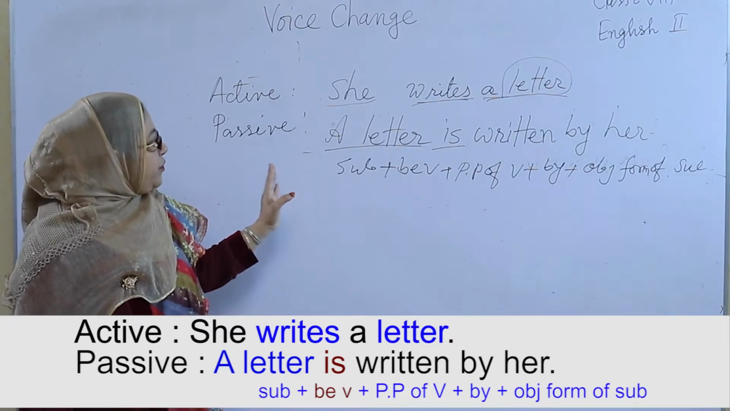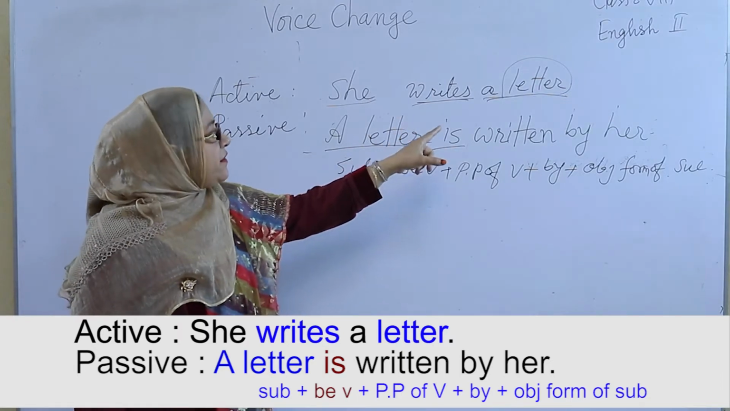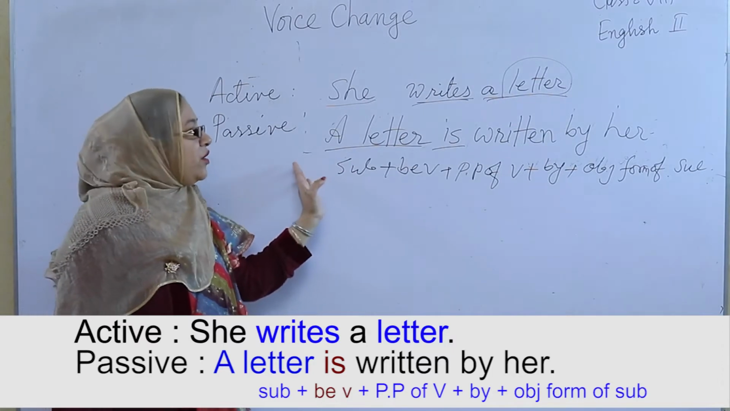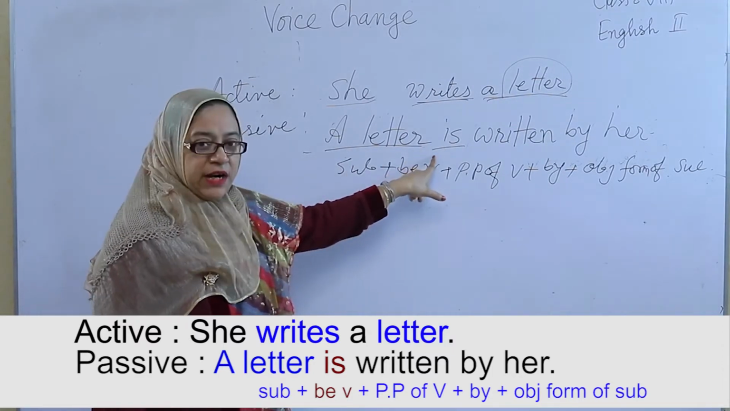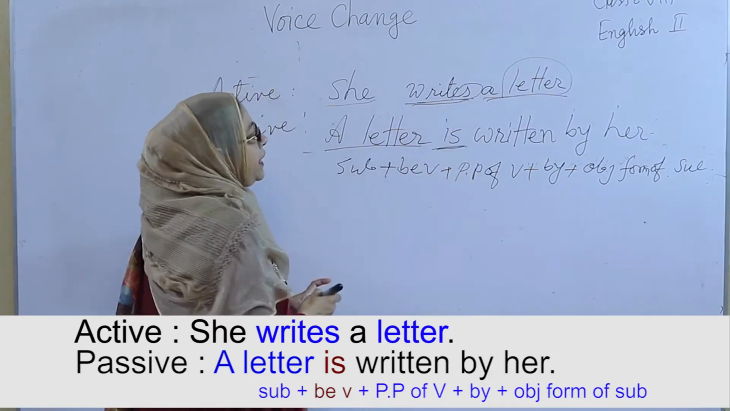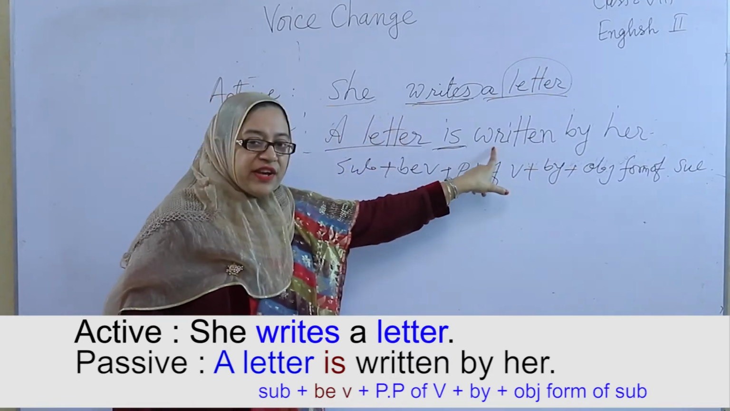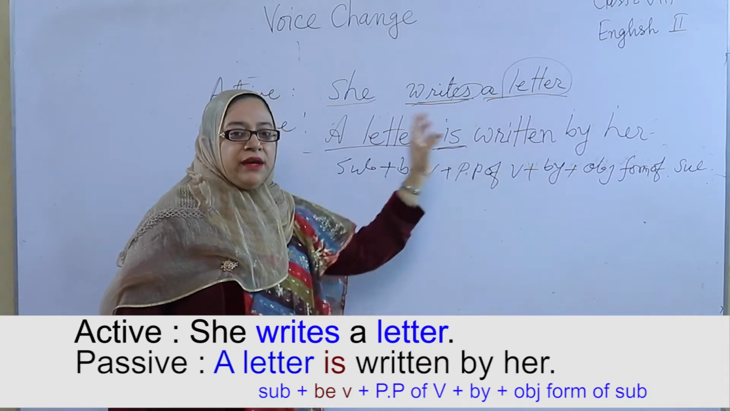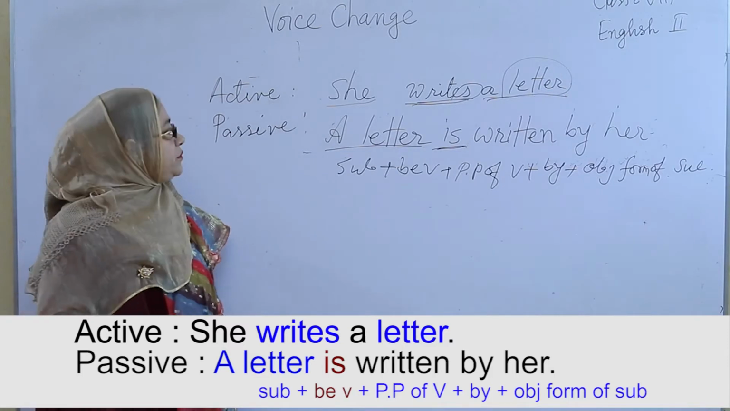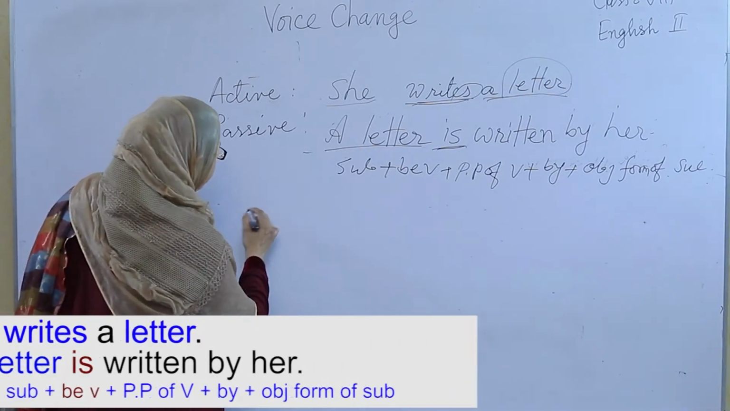So we see that the object of the first sentence, a letter, becomes the subject of this sentence, and then I use the be verb "is" because it is present tense. Then the past participle form of write, "written", plus by, and then the objective form of the subject, "her". Again I write another sentence.